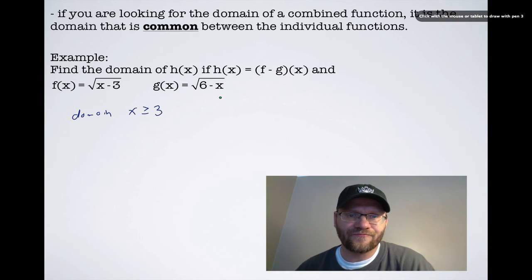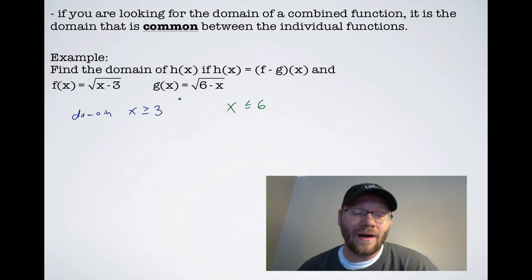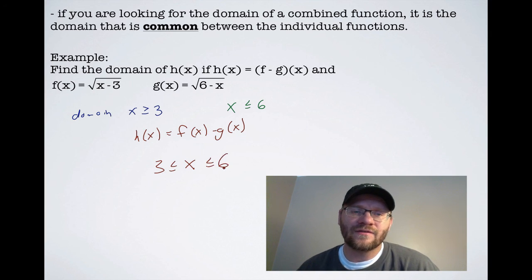Over on this other side, we've got g of x equaling root 6 minus x. We can't put in a number over here that is greater than 6. If we plug in like a 7, we get a negative number. We can't take the square root of a negative. So we can plug in a 6 or less. So this means that x is going to be less than or equal to 6. So our combined domain for h of x, which was f of x minus g of x, has to be greater than or equal to 3 but less than or equal to 6. So our new function's domain is between 3 and 6.